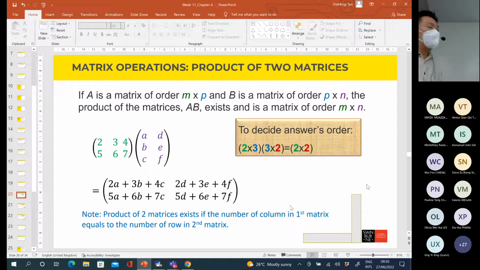So if these two matrices can be multiplied, what will be the output? The output will be a matrix of 2 multiply 2. The result of this matrix multiplication will form a 2 by 2 matrix. How do we know? It's from here.